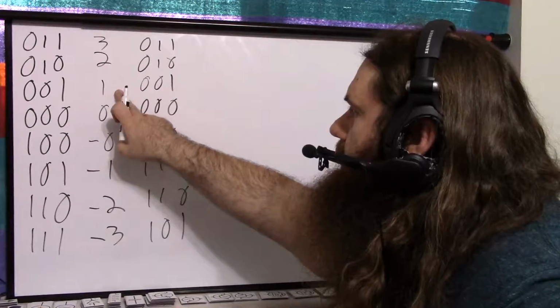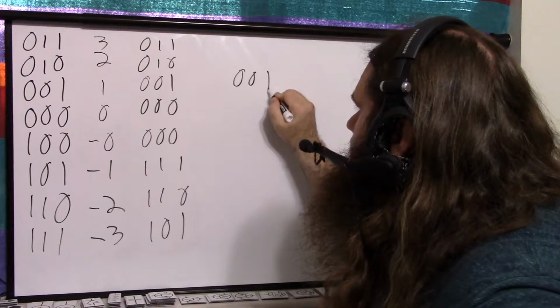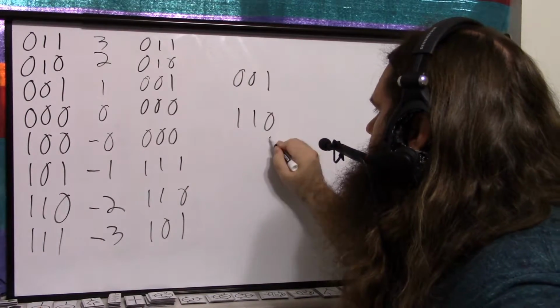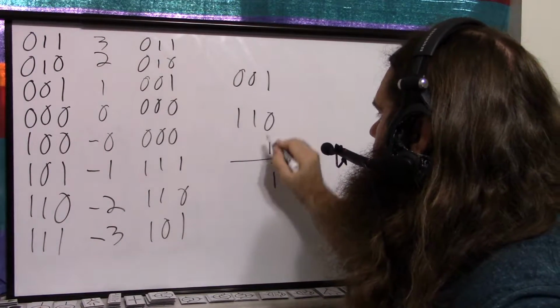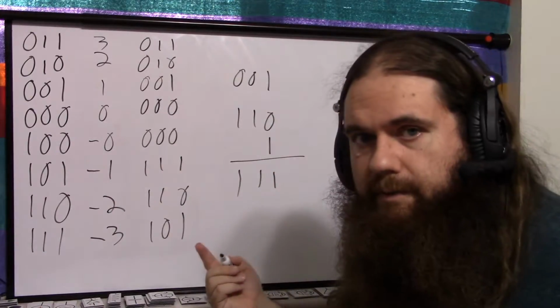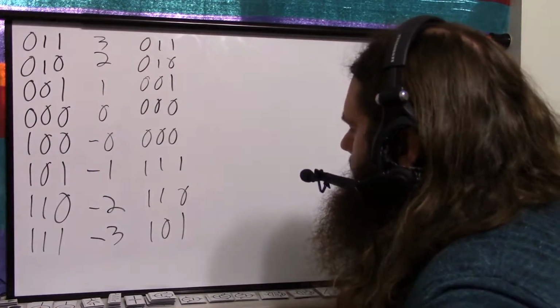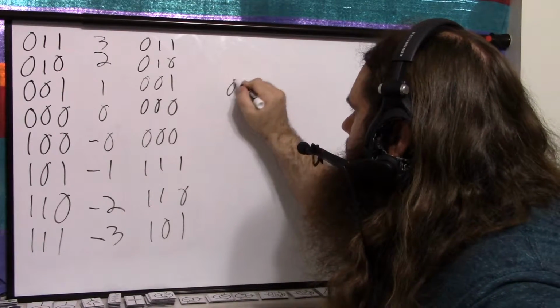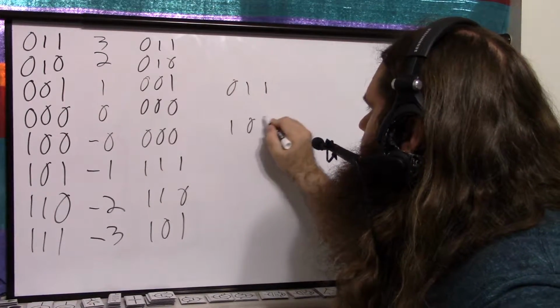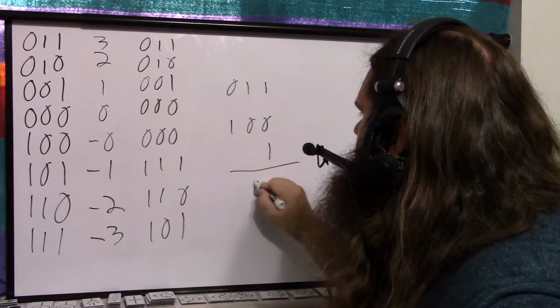So for example, we have 1 is 0, 0, 1. Flip the bits is 1, 1, 0. Then we add 1. So we get 1 no carry, 1 no carry, 1 no carry, it's 1, 1, 1. There we go. If we had negative 3, so 3 is 0, 1, 1. Invert it, 1, 0, 0. Add 1, 1, 0, 1.